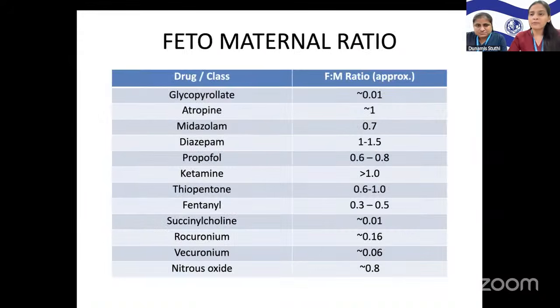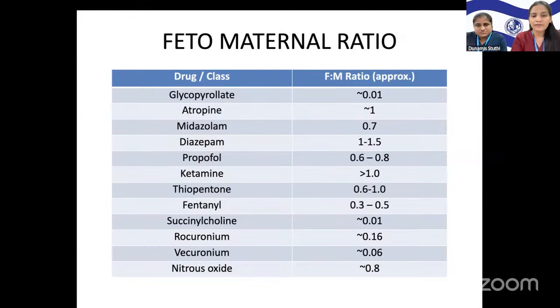Before we go ahead with using the anesthetic drugs, we will always have to keep in mind the feto-maternal ratio, because the fetoplacental transfer of the drugs that we use is very important. The fetoplacental transfer of drugs occurs because of certain factors: the molecular weight of the drug, the pH of the drug, the ionized state of the drug, whether it is lipophilic or not, and also the pKa of each drug. So certain drugs that we use and their fetomaternal ratios are considered here. If the fetomaternal ratio is close to 1, it rapidly transfers across the placenta.